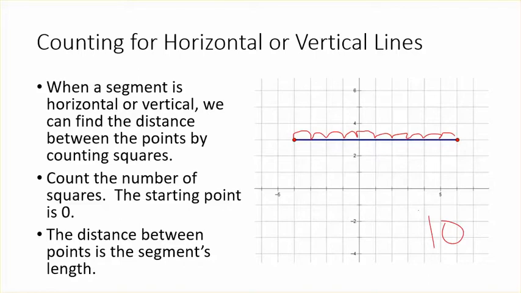Again, notice how when I was counting, I didn't say 1 until after I went past the first square. A common mistake that people make is they start here and count the first point as 1, but we're counting squares. So 1 is after the first square.